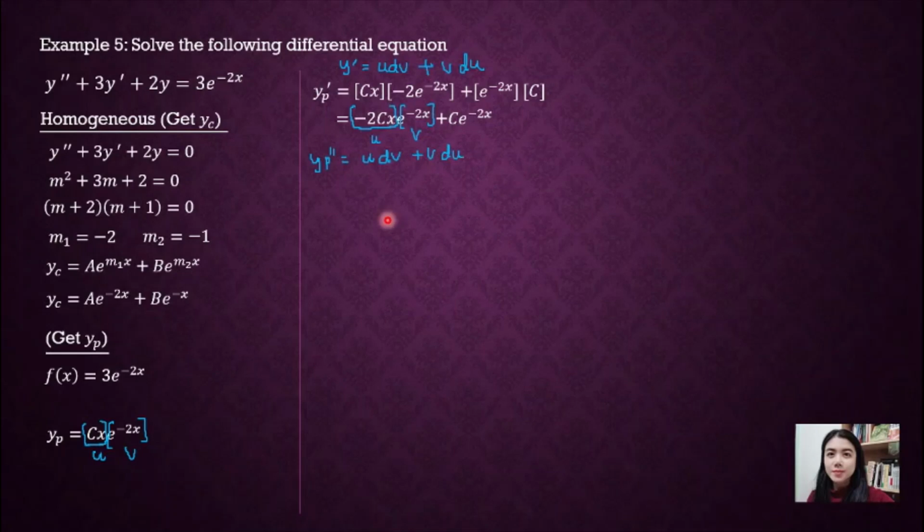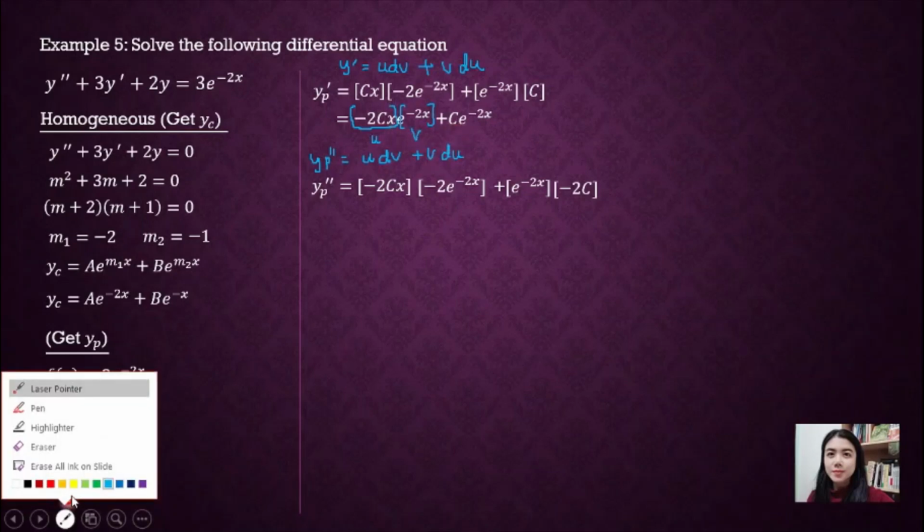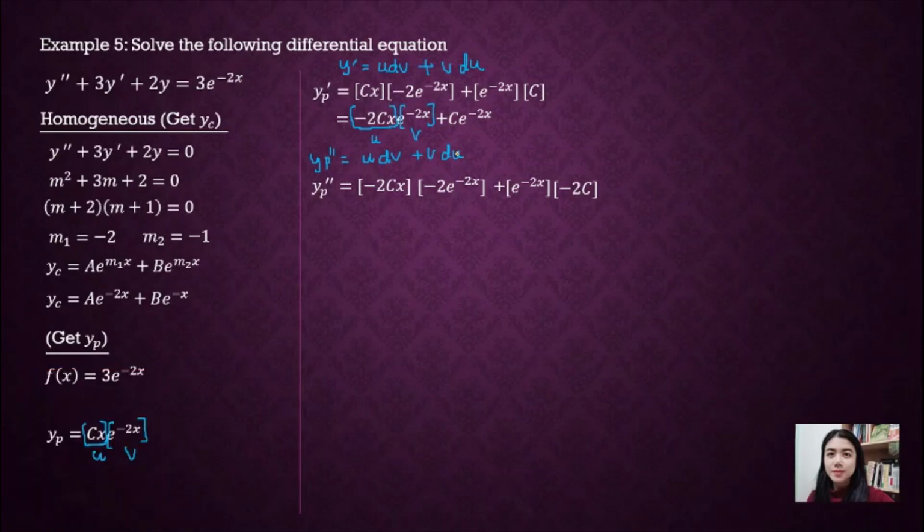So if you differentiate it for y double prime, for your u, you will have negative 2cx. The du will give you negative 2e to the negative 2x, plus v. The v here is the exponent, multiplied with du, your du is negative 2c. And do not forget we still have ce negative 2x here, where you have to differentiate it. If you differentiate this one, this basically gives you negative 2ce negative 2x, right?